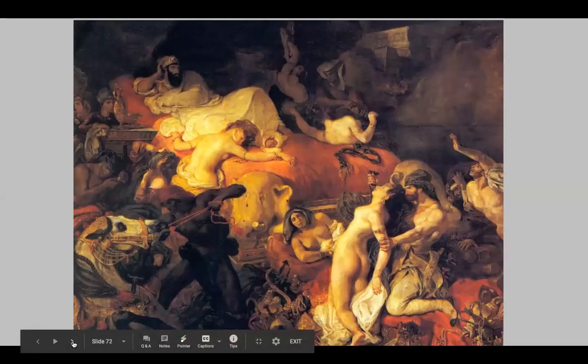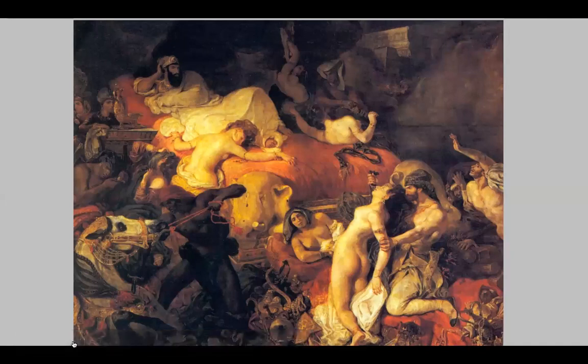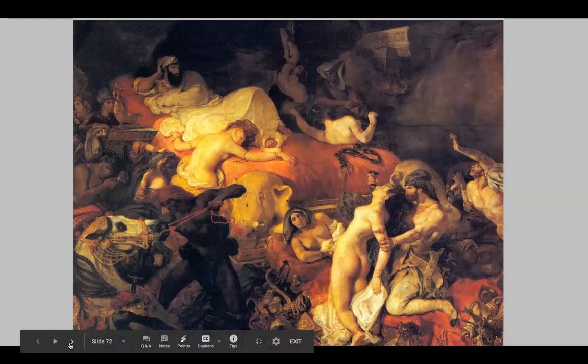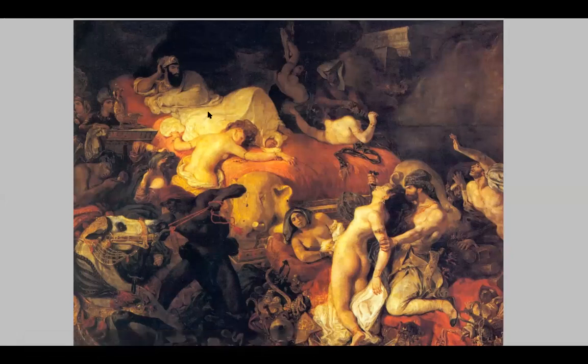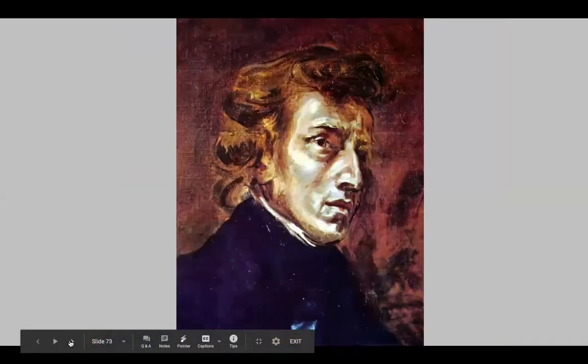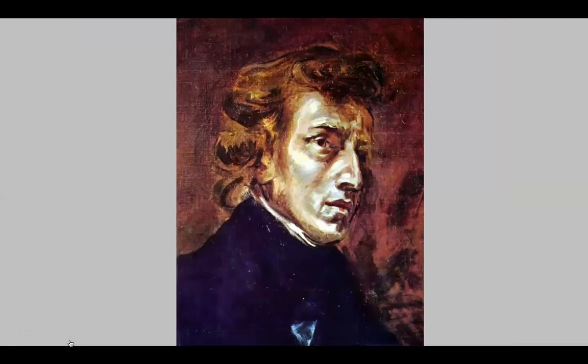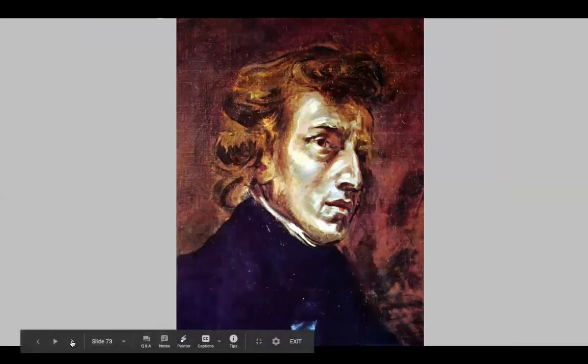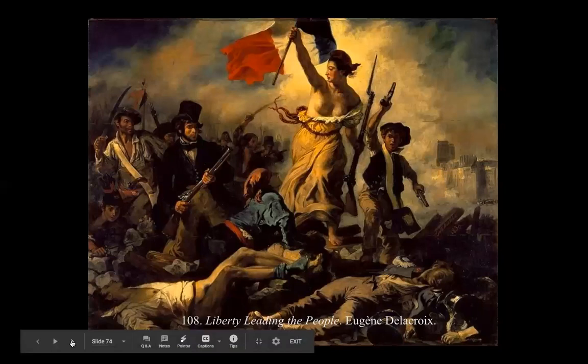And then this is Delacroix. And so Delacroix does a lot of scenes based on exotic locations. So I think this is based on the Middle East, if I remember, a Syrian prince and his harem. So this is a portrait of Chopin by Delacroix, right? And that leads us to Liberty Leading the People by Delacroix.